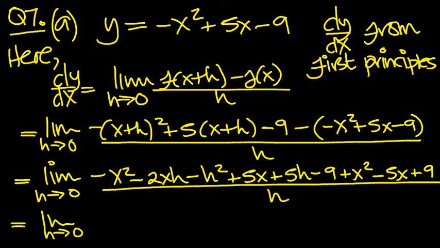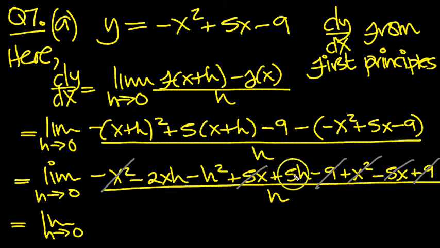Now let's cancel down what we've got top and bottom here, so if we can tidy this up. We've got a minus x squared and a plus, so they can cancel. What else have we got? We've got a plus 5x and a minus 5x. We've got a minus 9 and a plus 9. And that just leaves 1, 2, 3 terms on the top.